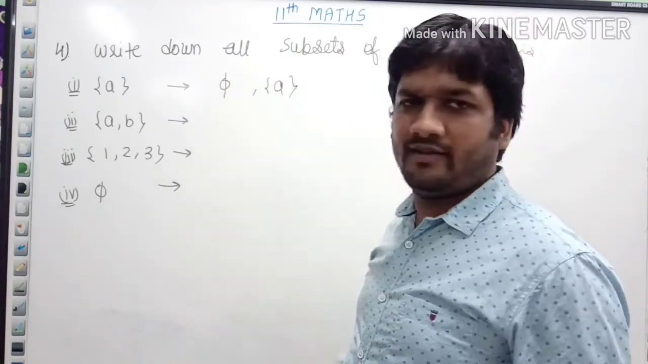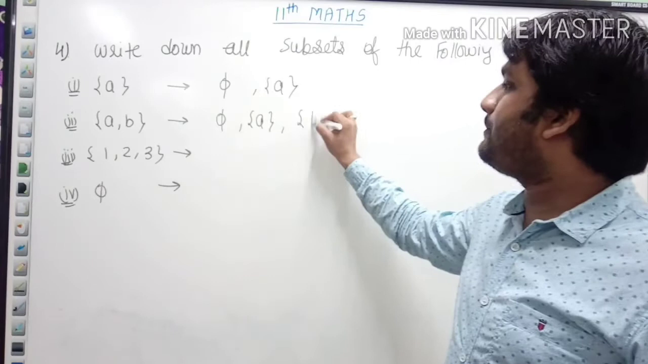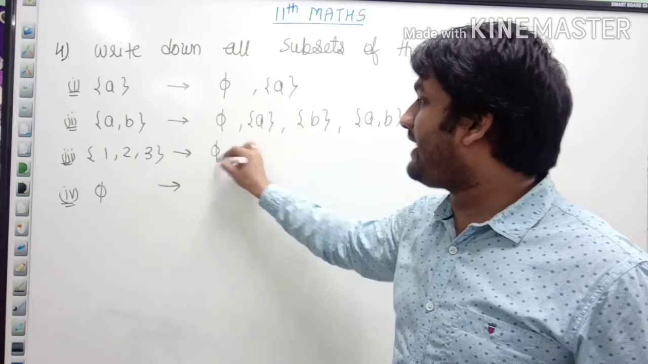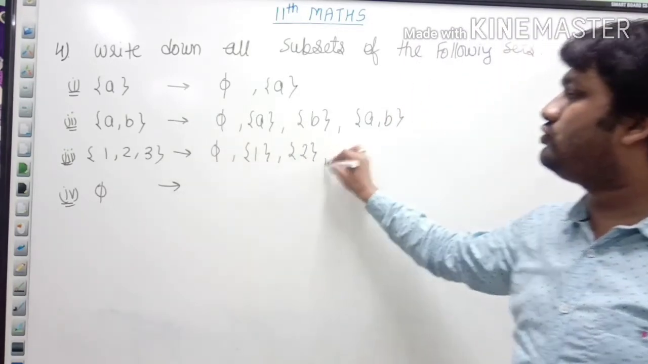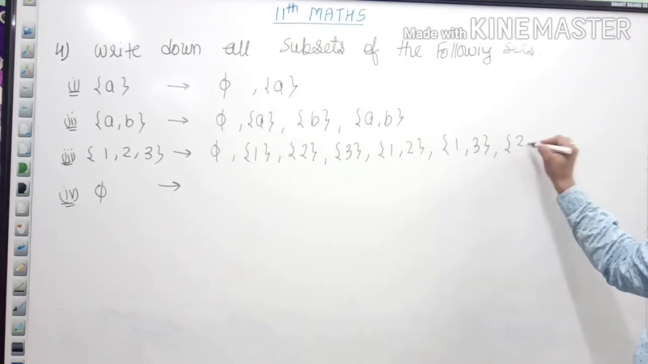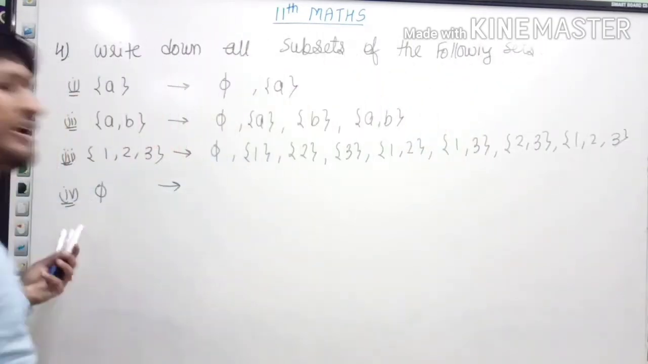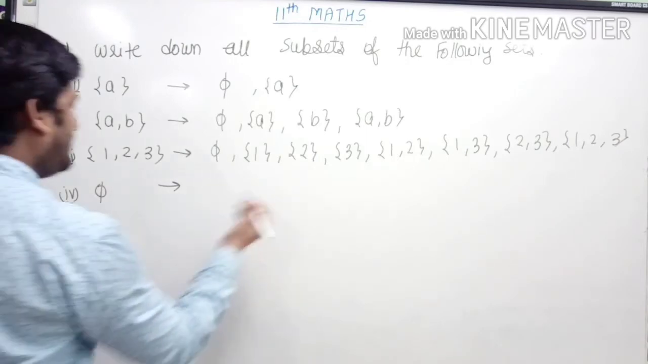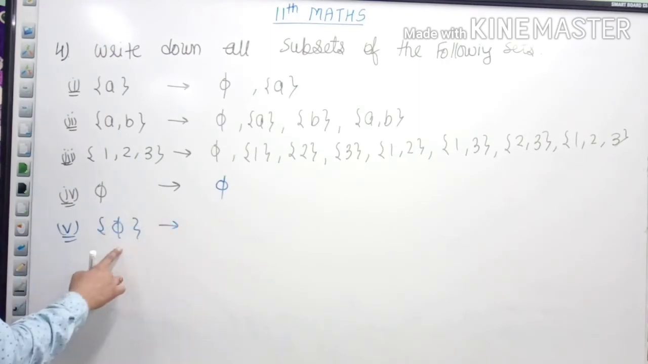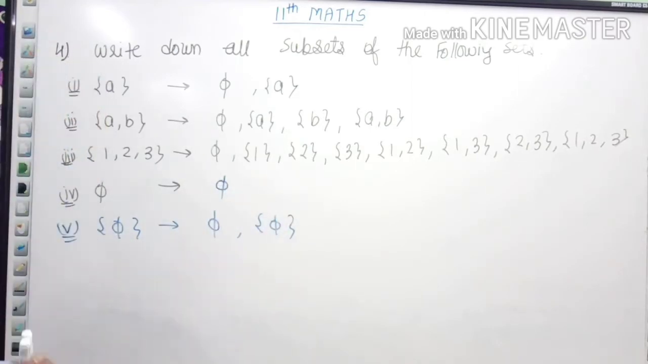5 is a subset of every set, so we'll write 5, then we'll write the set A. For a set with 2 elements, how many subsets? 2 to the power 2, 4, meaning 5, A, B and AB. Next 1 2 3, 2 to the power 3, 8: 5, 1, 2, 3, 1 2, 1 3, 2 3 and 1 2 3. Last we have an empty set, so how many subsets will the empty set have? We can write only 5 will be there. Now suppose you have a singleton set like this, 2 to the power 1, so what will these subsets be? I have added an extra question, okay?